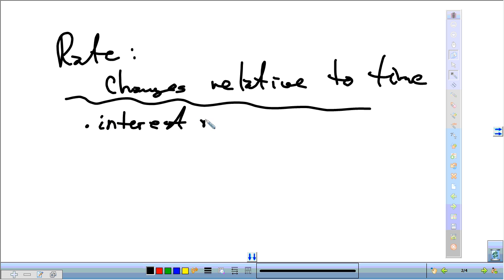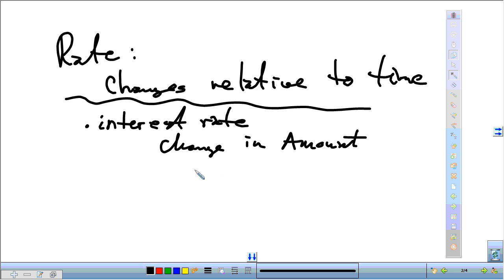Interest rate is a rate. Interest rate is the change in amount. So how much do you have in maybe a savings account? So it's the change in the amount over time. So a certain amount added to the original amount given the amount of time.